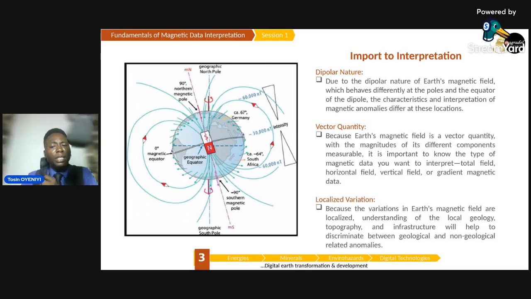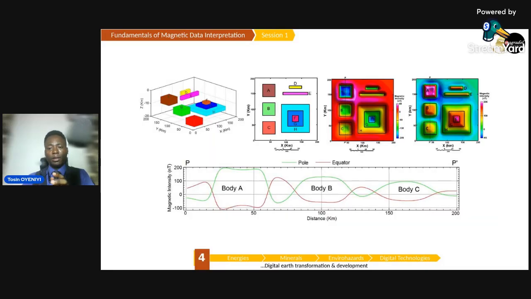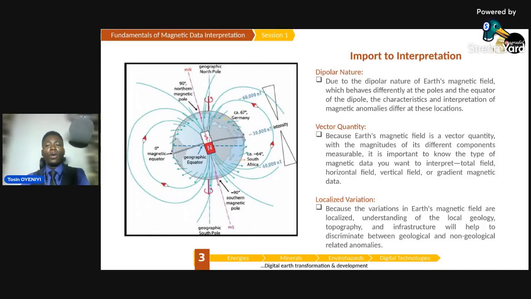Is it the total field that is measured in that region? Was it horizontal field? Was it vertical field? Or what gradient magnetic data are you dealing with? Because there are gradiometers being used to measure the gradient of Earth's magnetic field. So these are the implications of the vector quantity that Earth's magnetic field is. It's not a scalar quantity, it's a vector quantity. And then the effect of localized variation: because the variations in Earth's magnetic field are localized, understanding of local geology, topography, and infrastructure will help to discriminate between geological and non-geological related anomalies. So these are the import of the global perspective, which we have seen from the lens of the complexity of the Earth's magnetic field.